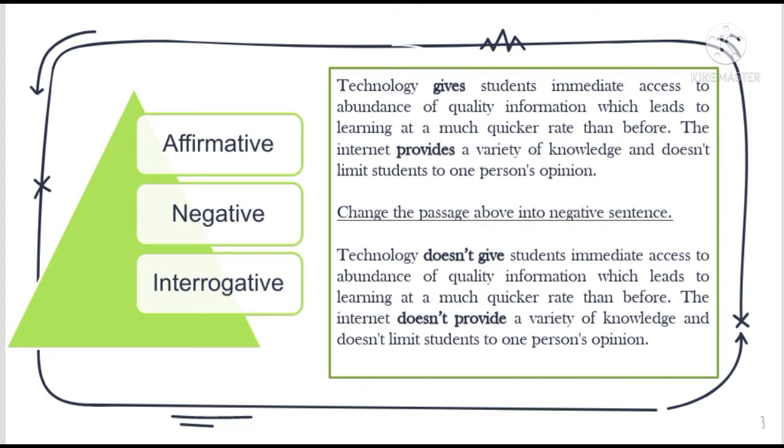Okay, let's see the example in these slides. As you can see here in this passage, technology gives students immediate access to an abundance of quality information, which leads to learning at a much quicker rate than before. The internet provides a variety of knowledge and doesn't limit students to one person's opinion. Well, you see here I have bolded the verbs. This is a positive sentence, and now we want to change the verb into a negative sentence.